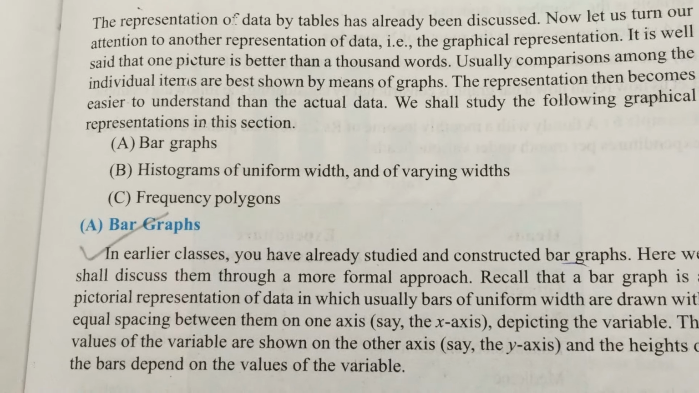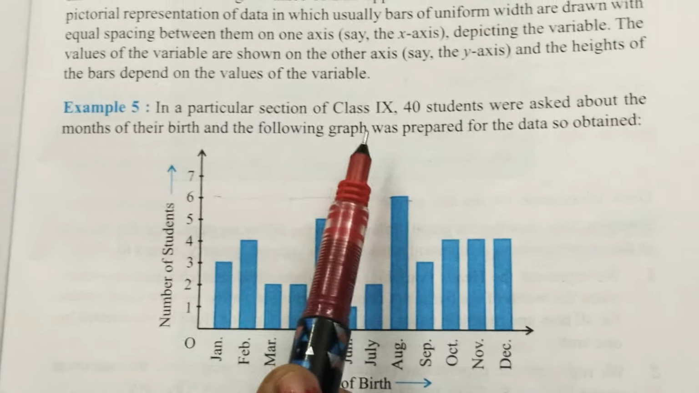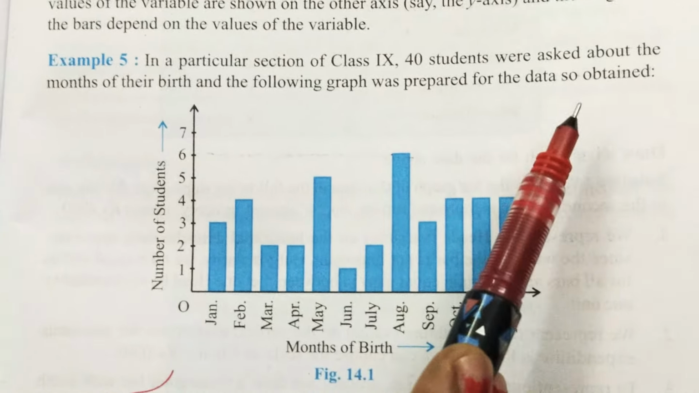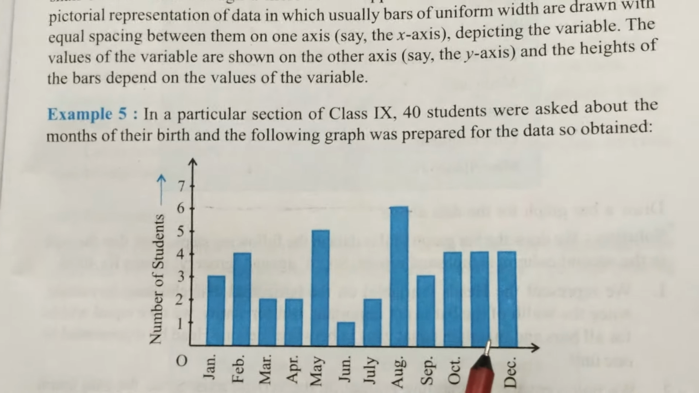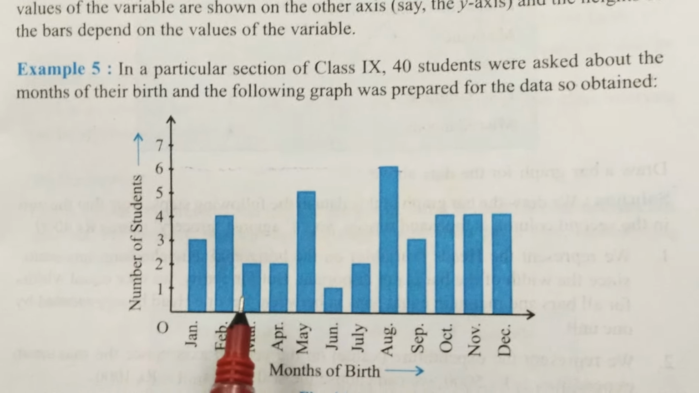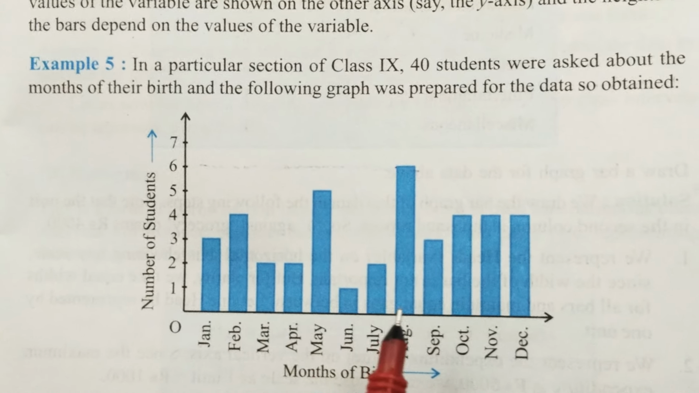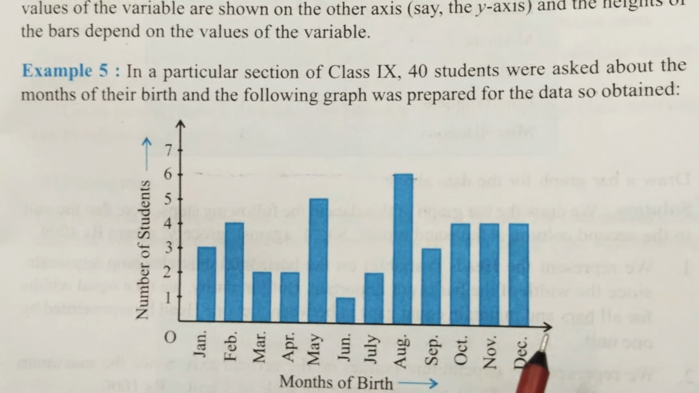Let us see this example. It is given that in a particular section of class 9, 40 students were asked about the month of their birth, and the following graph was prepared for the data so obtained. So just see this figure 14.1. It is the figure which is given about 40 students and their months of birth. Then the questions are asked on the basis of this graph.